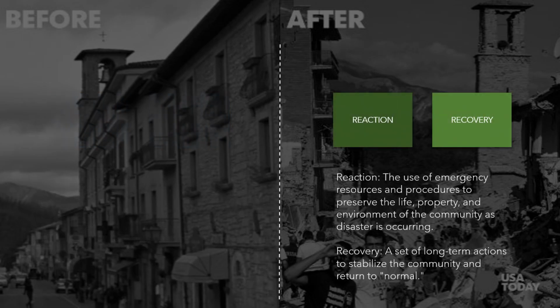The following activities should be carried out during and after the disaster. Reaction, the use of emergency resources and procedures to preserve the life, property, and environment of the community as disaster is occurring. Recovery, a set of long-term actions to stabilize the community and return to normal. You must be clear that during disaster there is only time to cry, whether you are prepared or not. Therefore, preparing for disaster is an activity that should be done before the disaster.